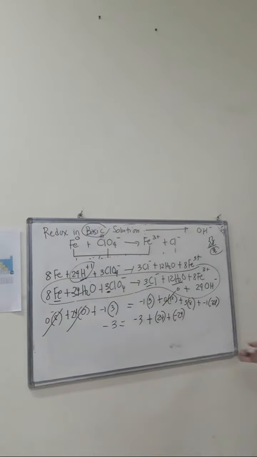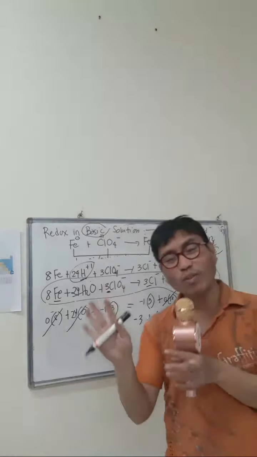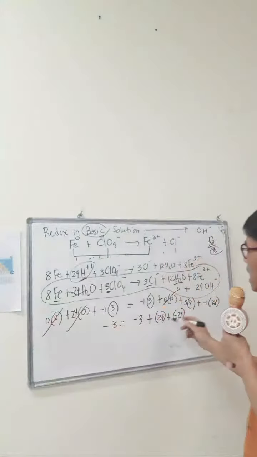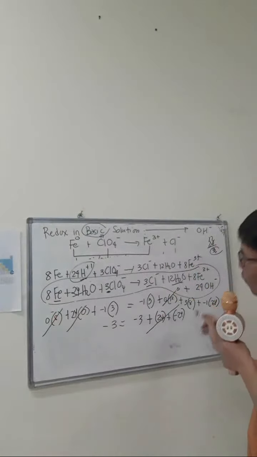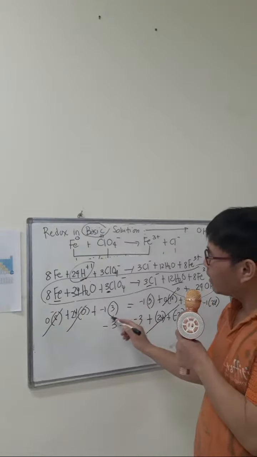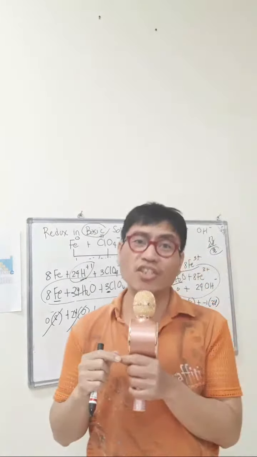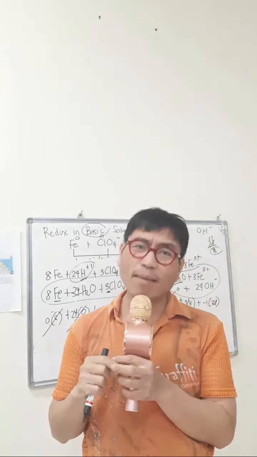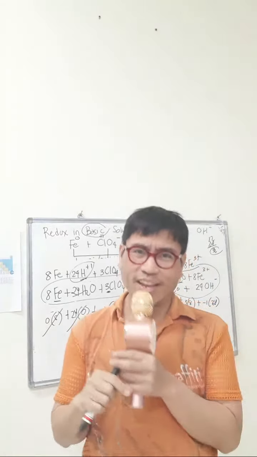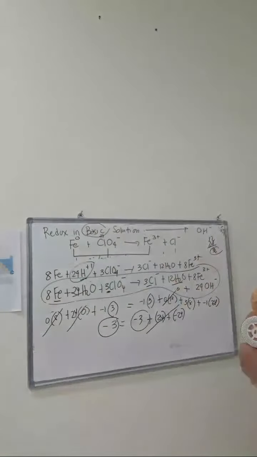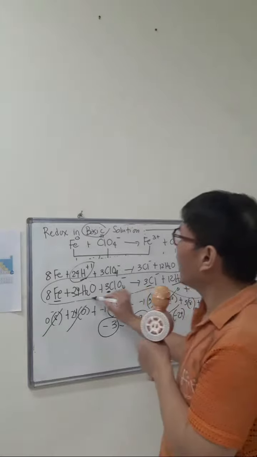Inspect, there are two of the same figures here: 24 and negative 24. Positive 24 and negative 24 will be 0, obviously. Therefore we conclude negative 3 on the left and negative 3 on the right. So the charges of our chemical reaction are balanced, in reduction and oxidation in basic solution. So perfect, this is going to be the answer.